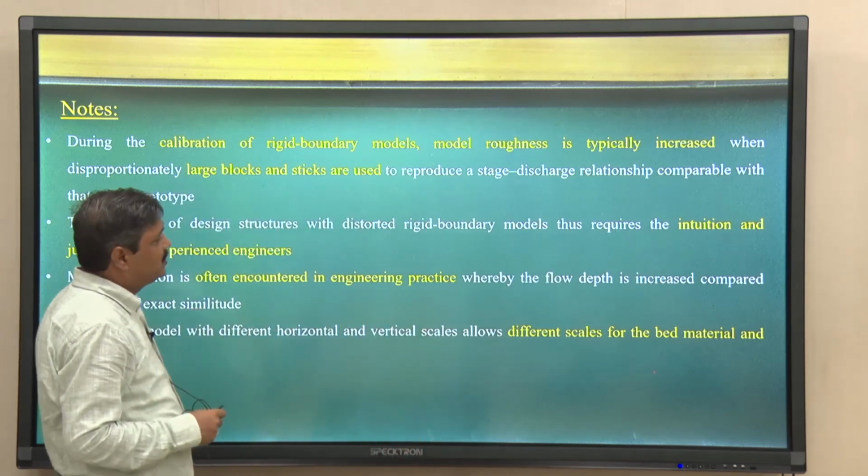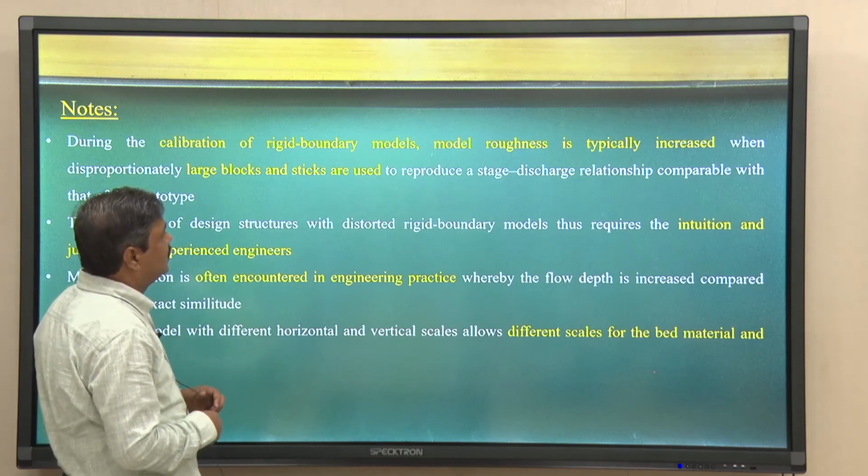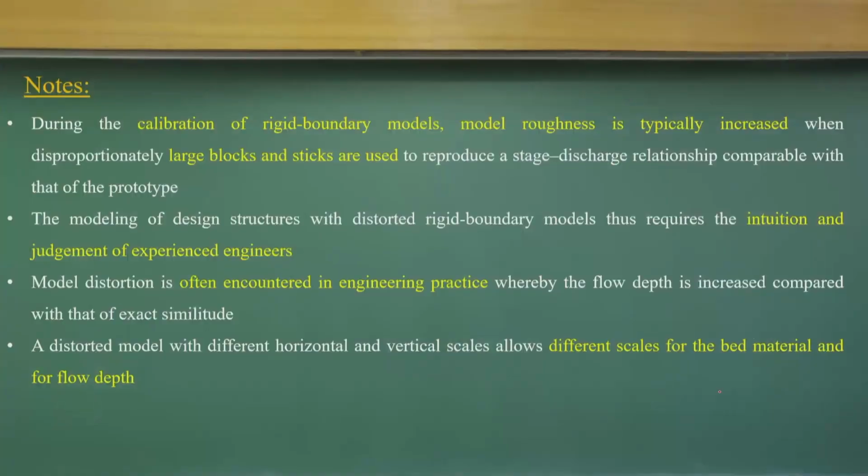Now, this is what the notes say for rigid boundary models. We have to look at that roughness is typically increased, with disproportionately large blocks or sticks used to produce stage discharge relationships which are comparable to the prototypes. Okay, that is what we have to do. And most of the time, as it says, when you work with distorted rigid boundary models, you need intuition and judgment from the experience of engineers. This matter is often encountered in engineering practice where the flow depth increases, and that is not an exact simulation. So, a distorted model with a different horizontal scale allows different scales for the bed materials and the flow depth. That is the point I can show for the rigid bed river models.